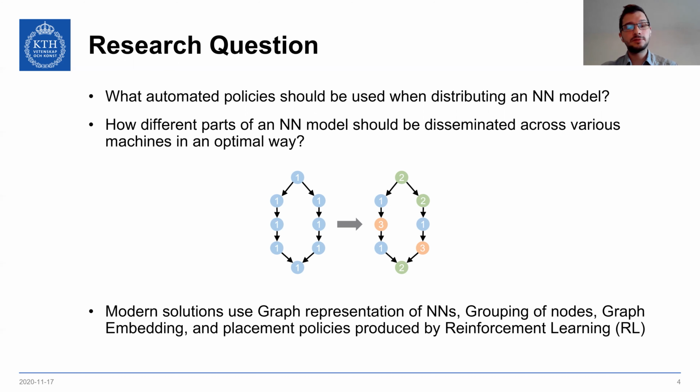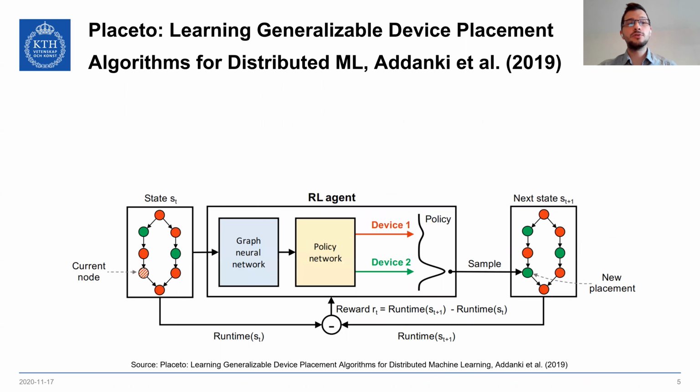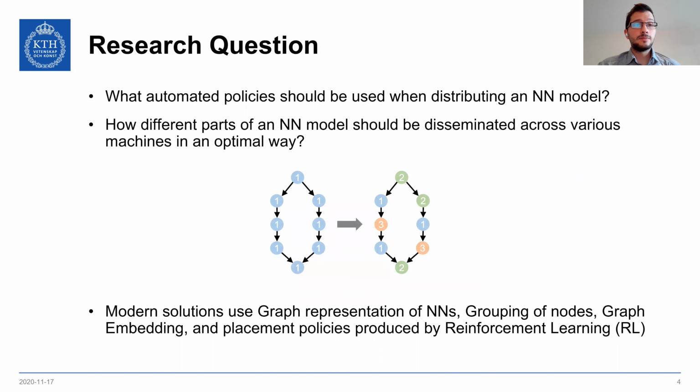They represent neural network models as graphs. They use some grouping of NN operations into nodes to reduce graph sizes. They use some sort of graph embedding, and finally they use reinforcement learning to produce placement policies.